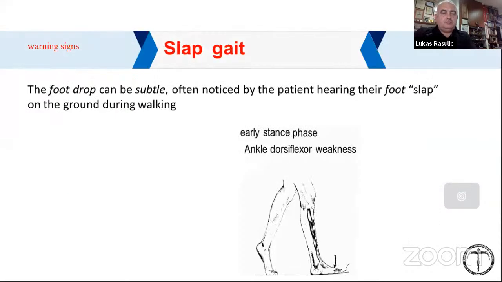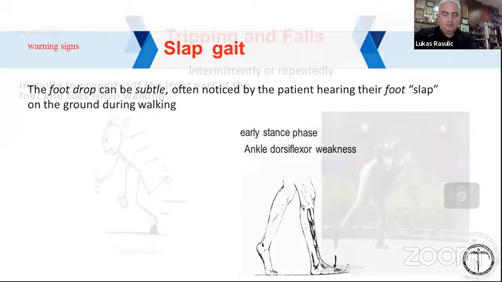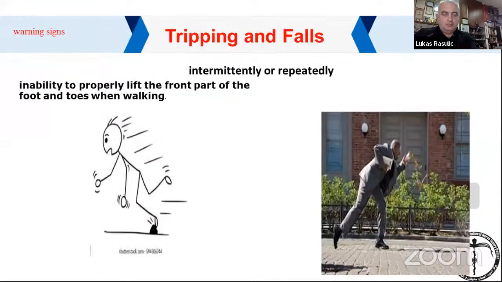A slap gait. The foot drop can be subtle, as I mentioned before, often noticed by the patient hearing the foot slap on the ground during walking, because of weakness of the ankle dorsiflexors in the early stance phase of walking. Another one is tripping and falling. It is common to lose balance, trip and fall with a foot drop. It may happen intermittently and repeatedly. Falls occur due to inability to properly lift the front part of the foot and toes when walking.